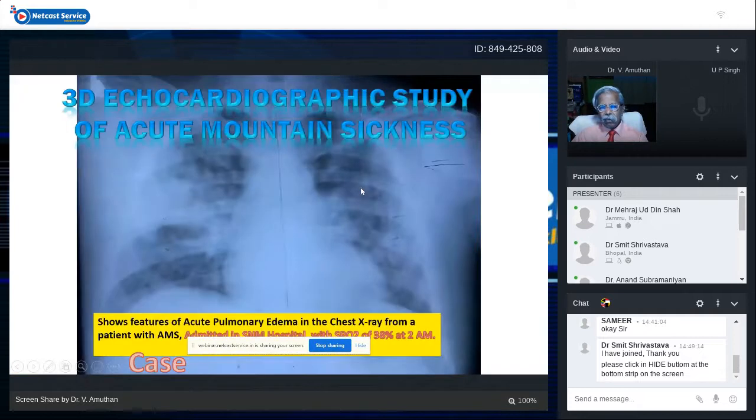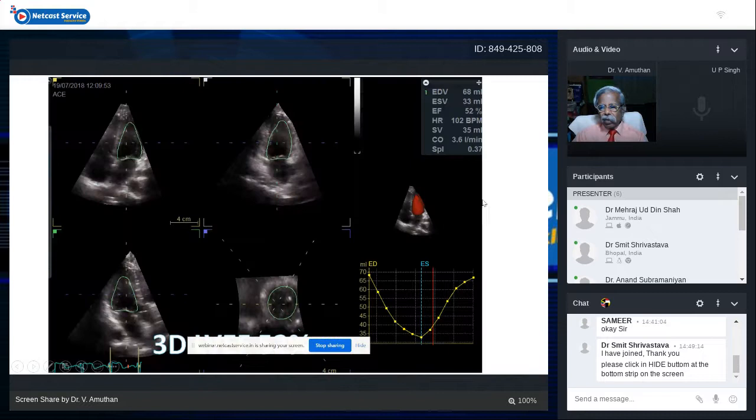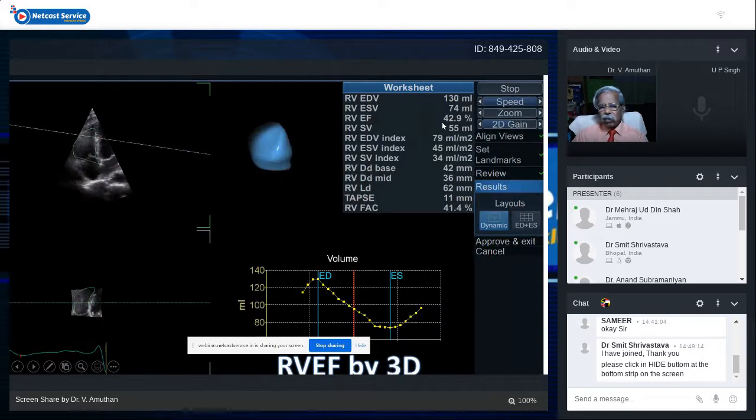This is one of my studies from Leh Ladakh. I went there for studying our young Jawans and the mountain sickness prevalence there. We did the 3D echocardiography study there in acute mountain sickness. This is one of the patients who had mountain sickness, and you can calculate the LV ejection fraction was 52%, whereas the RV ejection fraction was reduced. You can see here 42%.